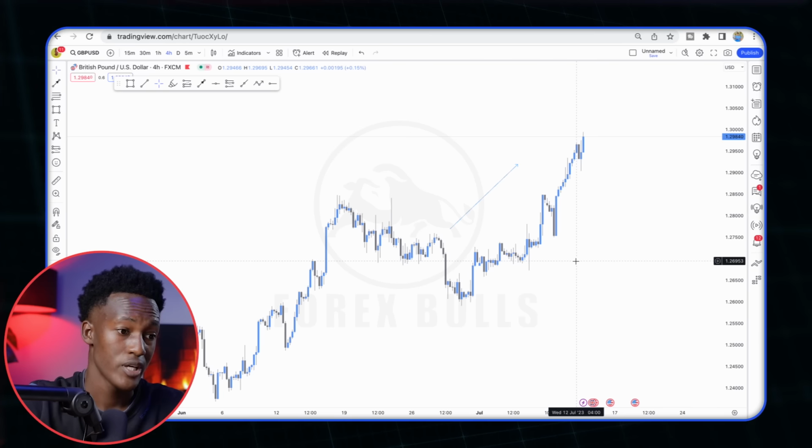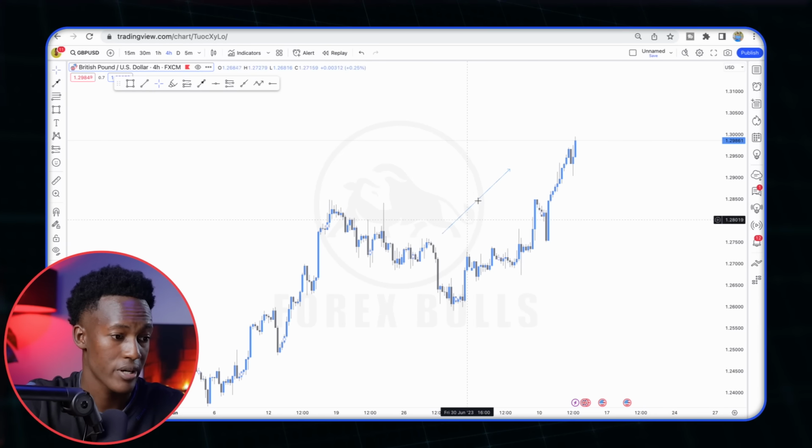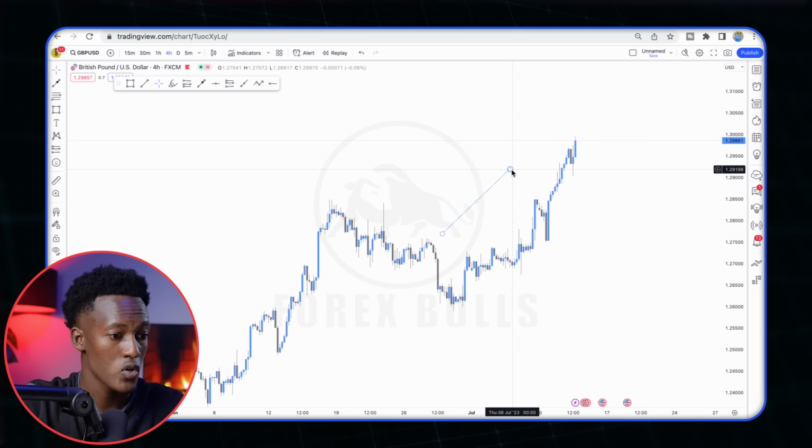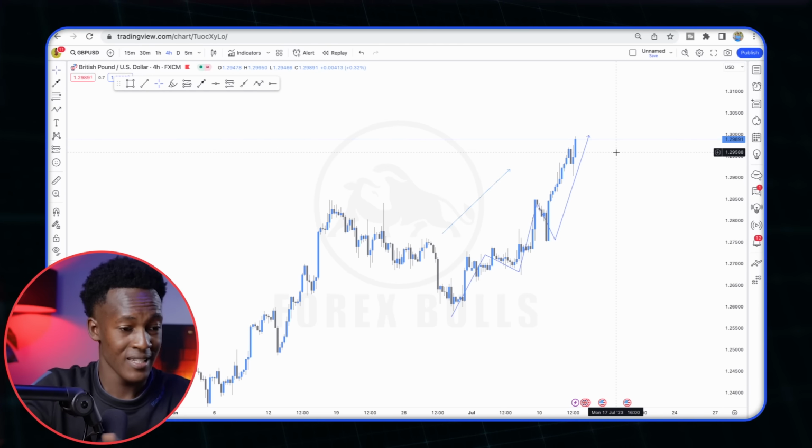Alright, what's the overall trend in this case? It's obviously an uptrend. I had marked it out already. So it's an uptrend. Why? Because we expected to see a series of higher highs, higher lows, higher highs, higher lows, and now we have a higher high.